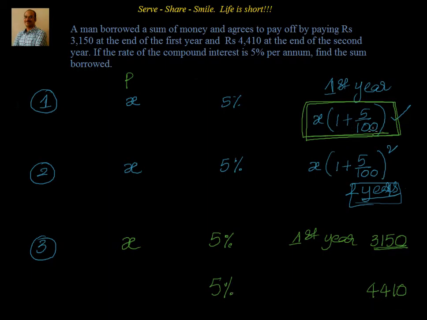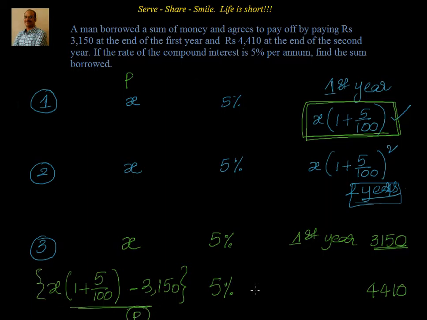This point should be pretty clear to you. What I am saying now, at the end of the first year the amount is X into 1 plus 5 by 100, which ideally should become my principal for the second year, but I have already paid you 3150 rupees. So you subtract that, this will become my new principal. On this principal you apply the 5% interest, and the amount I have to pay, you told me that you paid 3150 as a part payment. Now I am telling you, for the remaining amount, if you apply the interest, you have to pay me 4410 rupees more.